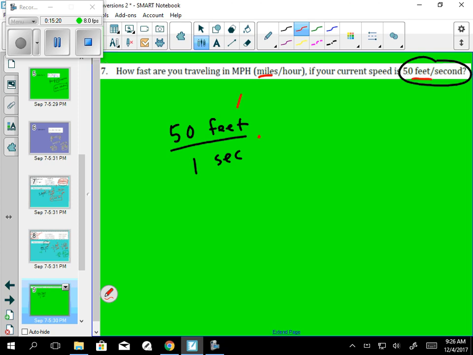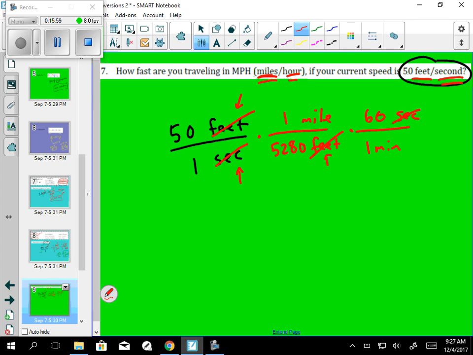Okay, now notice feet are on top here, so when we're doing our conversion, we want feet on bottom here, and we know 5,280 of them are the same as 1 mile. Okay, so now we should be in miles like we want. But now we got to go from seconds to hours. We can go through minutes here. So we know we got seconds on bottom. So now our next conversion, we want seconds on top. We know there's 60 of them in 1 minute. So now seconds cancel out.